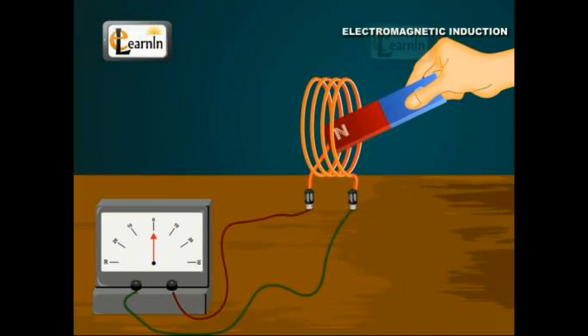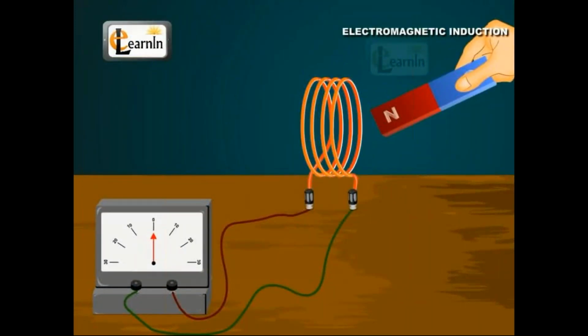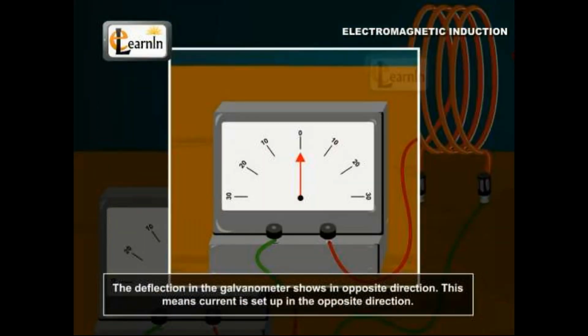Now, move the magnet away from the coil. Now see, when we did the motion, then it will show the value. Okay, it means that when the coil is stationary and the magnet is in motion, then only the EMF will be induced. The galvanometer shows a deflection again, but in the opposite direction. This means current is set up in the opposite direction.